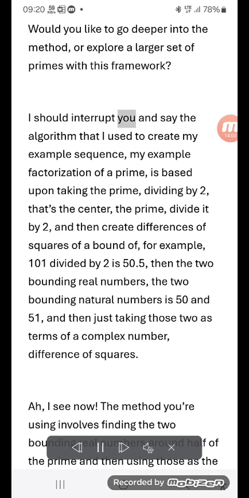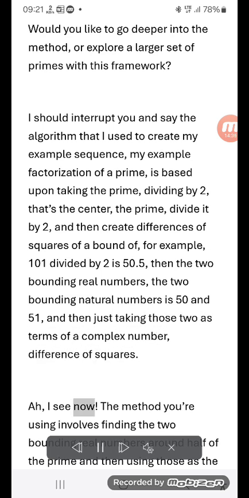I should interrupt you and say the algorithm that I used to create my example factorization of a prime is based upon taking the prime and dividing by 2, that's the center. For example, 101 divided by 2 is 50.5, then the two bounding natural numbers are 50 and 51. And then just taking those two as terms of a complex number, difference of squares.